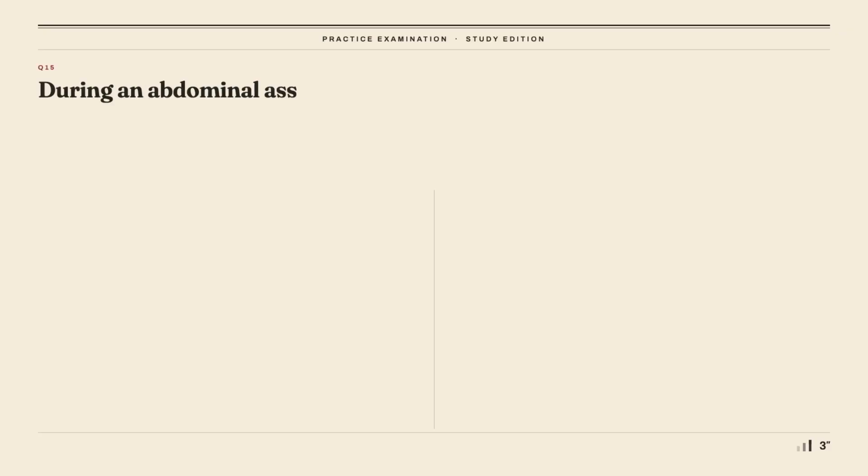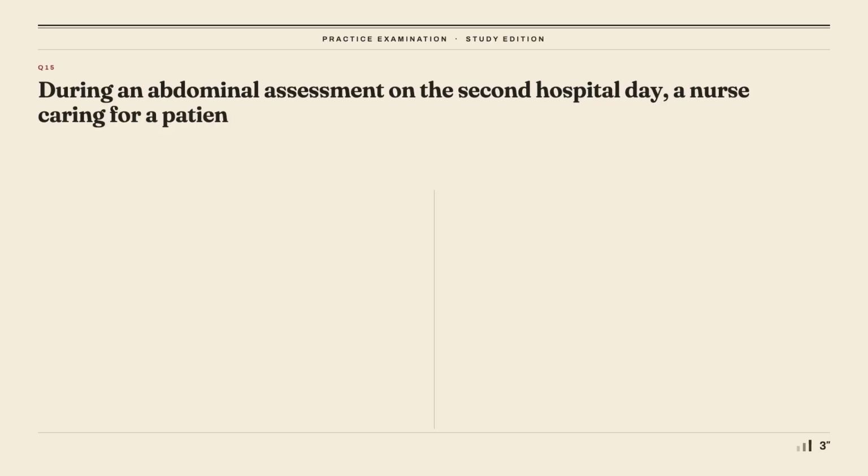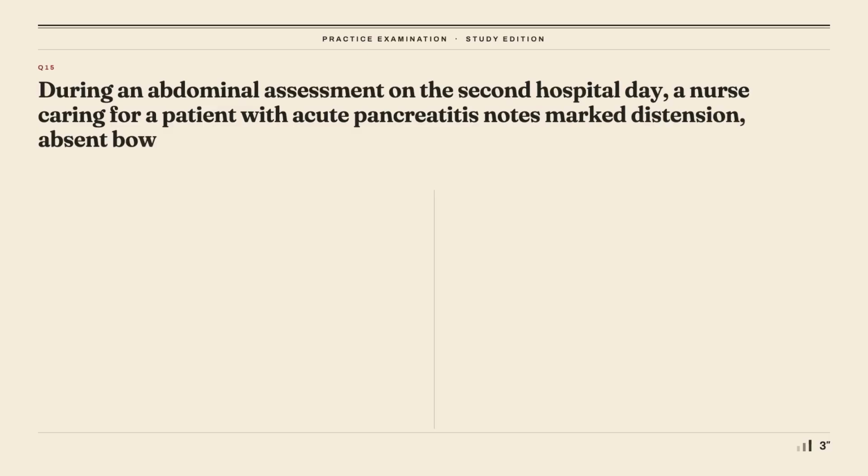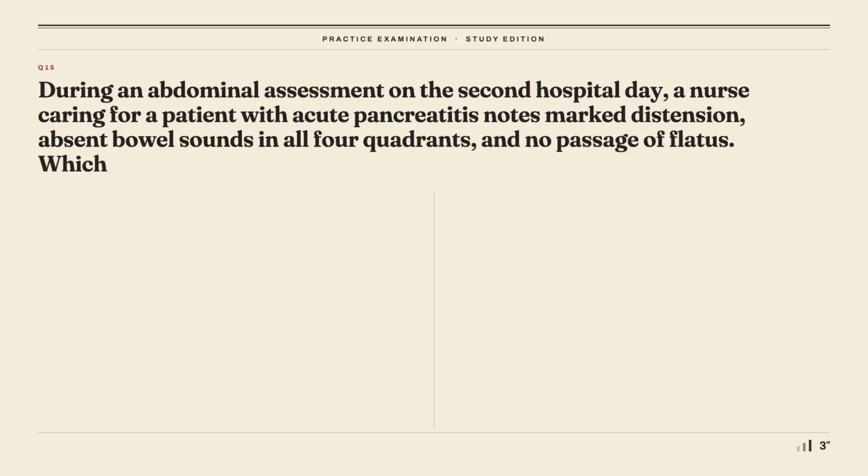Question 15. During an abdominal assessment on the second hospital day, a nurse caring for a patient with acute pancreatitis notes marked distension, absent bowel sounds in all 4 quadrants, and no passage of flatus. Which explanation is most likely?